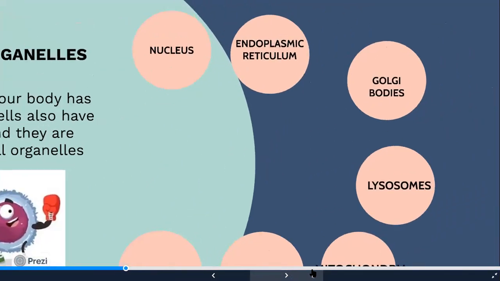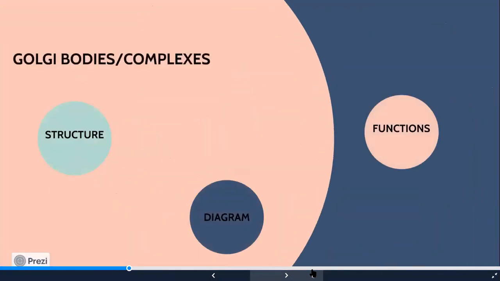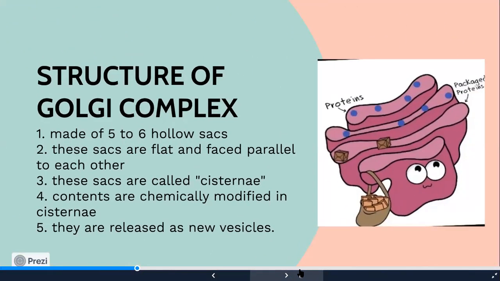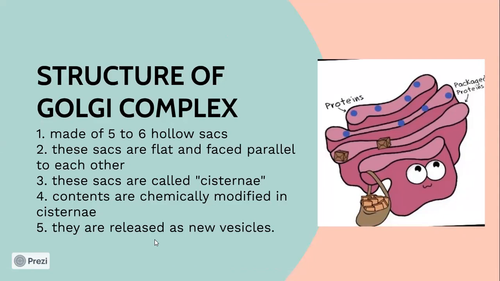Now, coming to the next one, Golgi bodies. Golgi bodies have a complex structure. They are made of 5 to 6 hollow sacs. Hollow means empty, and these sacs are flat and face parallel to each other. You can see in this diagram they're parallel to each other, they're flat, and they are also called cisternae. So, contents are chemically modified in the cisternae and then they are released as new vesicles.